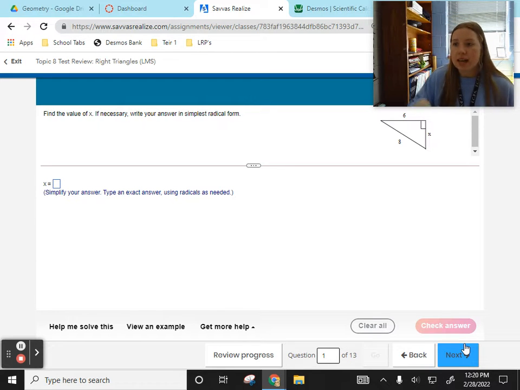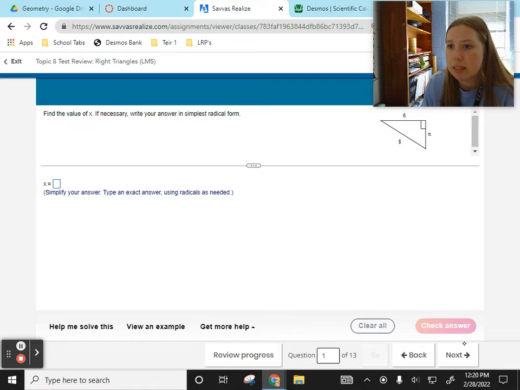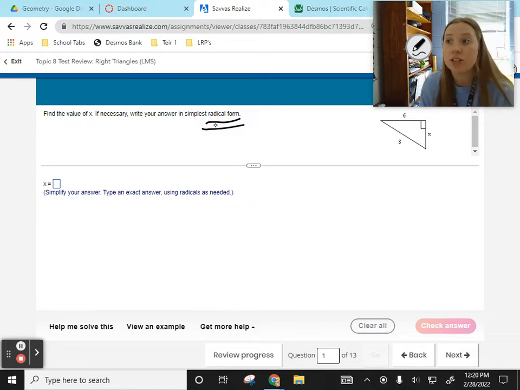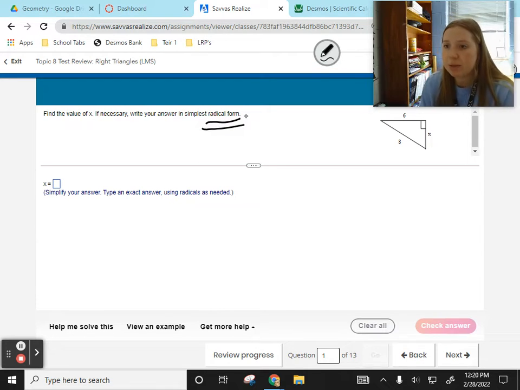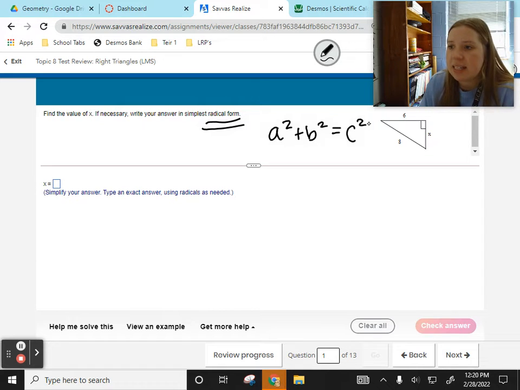So the first question is asking me to find the value of x. If necessary, write your answer in simplest radical form. Oh no, in simplest radical form over here. So that should be our little hint of how we're going to need to solve this problem. If I know two side lengths of a triangle and I'm trying to find the third, we always use the Pythagorean theorem.